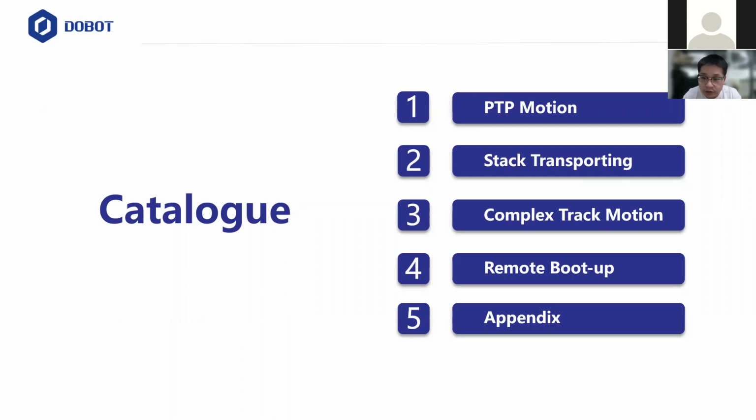The core function training of the CR series robot is divided into 5 parts, which are the PTP motion, stack transporting, complex trajectory motion, remote control, and appendix.